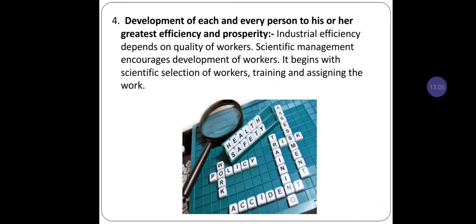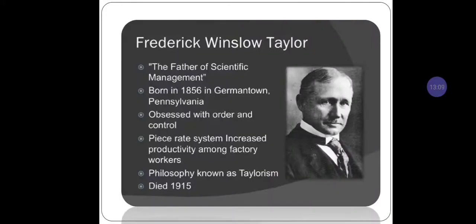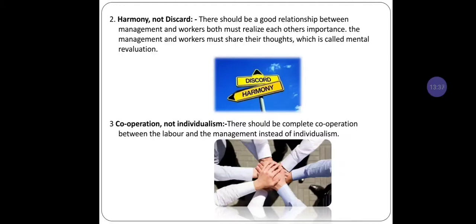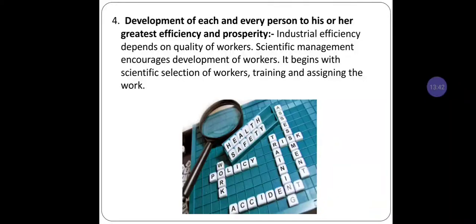These are the principles given by F.W. Taylor. Once again, I'll just repeat that. Taylor is the father of scientific management. This question can be expected for 1 mark. And who introduced the piece-rate system? This question also we can expect for 1 mark. Who introduced the piece-rate system? F.W. Taylor. And scientific principles we can expect for 4 marks. Here the 4 principles are given: science, not rule of thumb; harmony, not discord; cooperation, not individualism; development of each and every person to his or her greatest efficiency and prosperity.